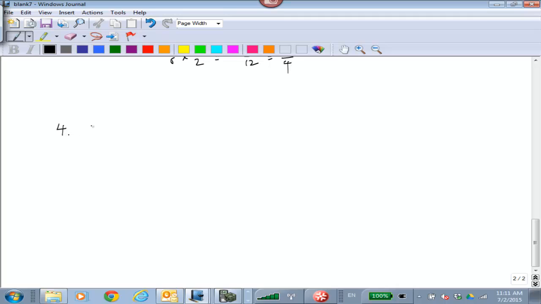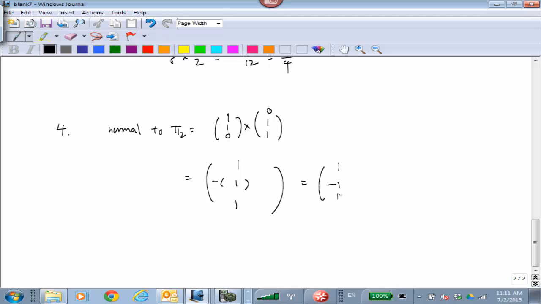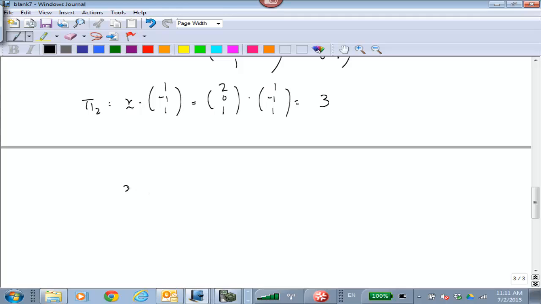Okay, I do question 4, I skip question 3 for a while. So the normal to pi 2. Is the answer 1, minus 1, 1? So nice. Yeah, double check. Yep. So the normal to pi 2 is 1, minus 1, 1. Sub in a point 2, 0, 1, 3. So the two equations that you need to solve for me. Someone take out GC now.